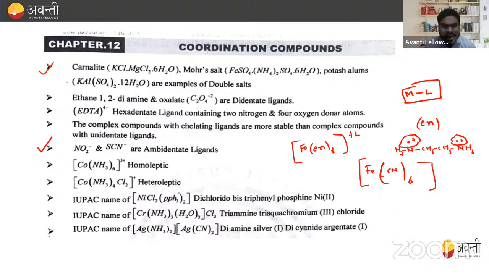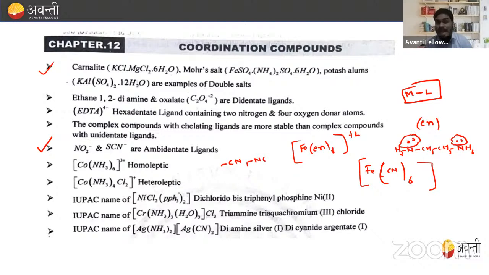So what is this ambident ligand? What do you mean by this term? There are many examples of ambident ligands, like NO2, SCN, cyanide and isocyanide, CN and NC. They are all examples of ambident ligands.